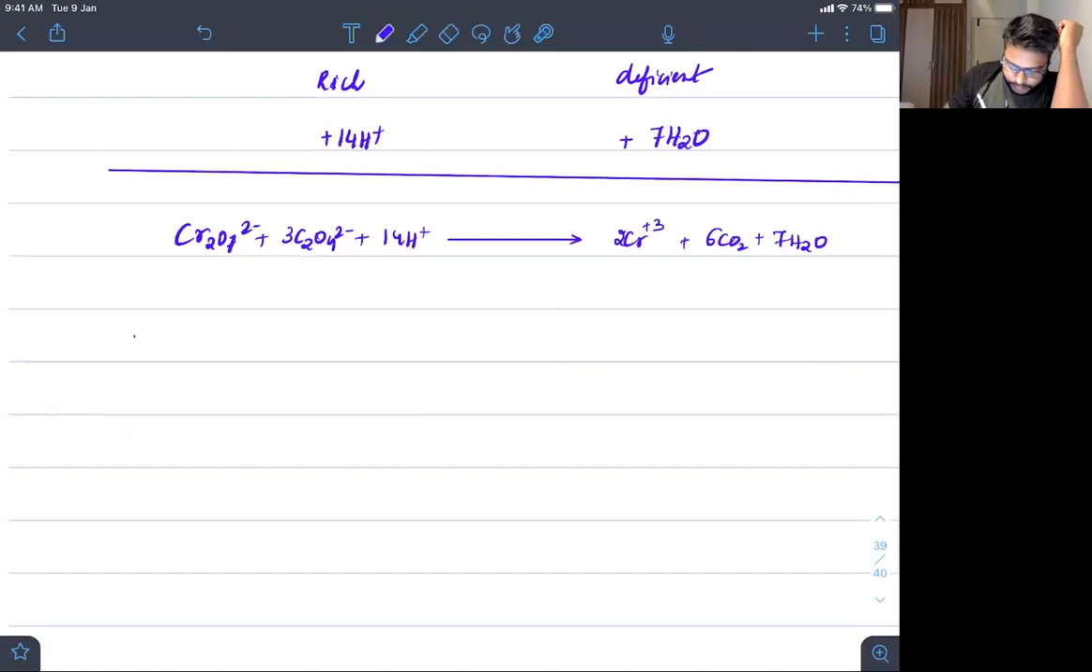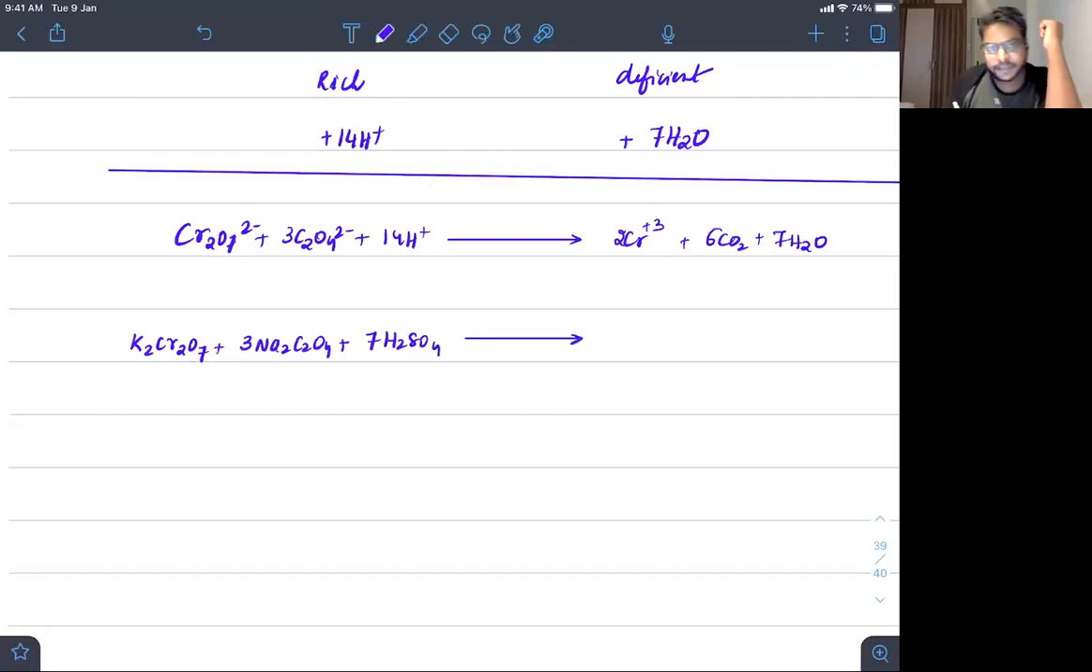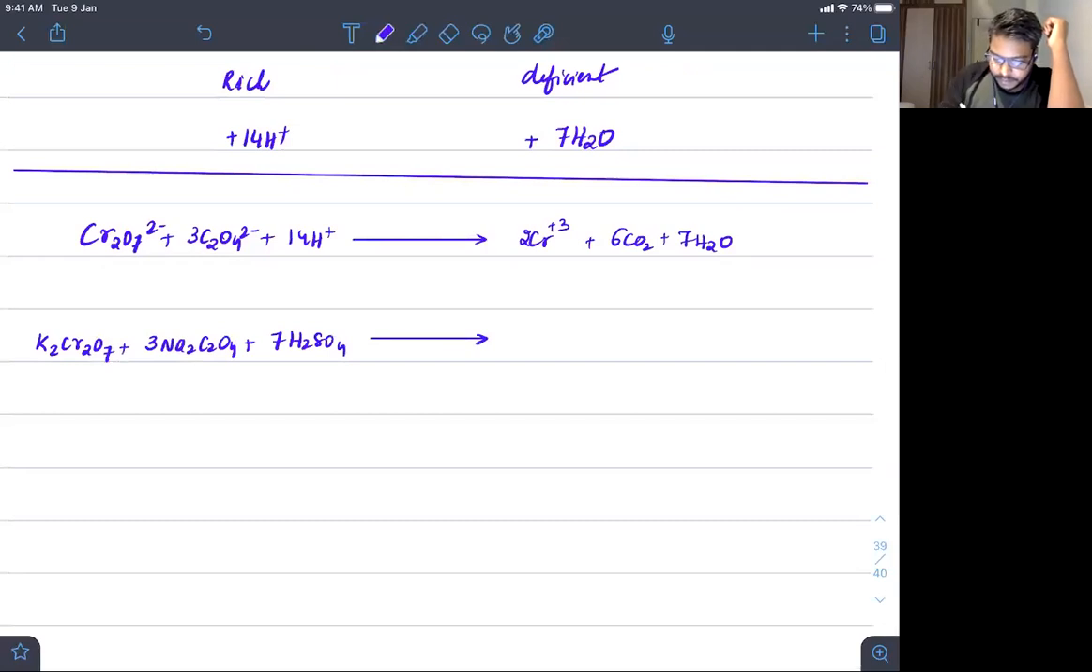See, you have K2Cr2O7, plus 3 moles of Na2C2O4, plus 14H+. 14H+ means it is coming from 7H2SO4, right? You can take 7H2SO4 as the acidic medium, and that will give Cr2(SO4)3 plus 6CO2. And you can see there are 2 potassiums here, which means I can have K2SO4. And there are 6 sodiums here, which means I can have 3Na2SO4, plus 7H2O.